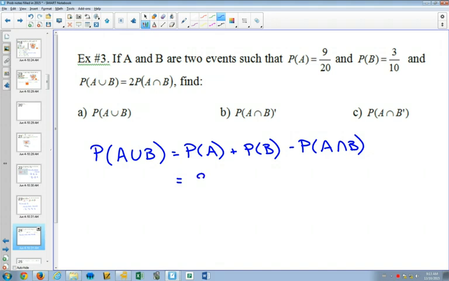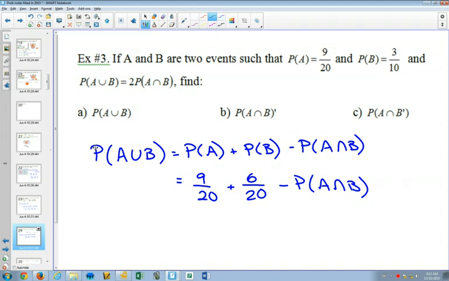Now in this, we know the probability of A is 9 out of 20. Probability of B is 3 out of 10. I'm just going to make that 6 out of 20, so I have a common denominator already. I don't know the probability of A and B. And I don't know the probability of A or B.